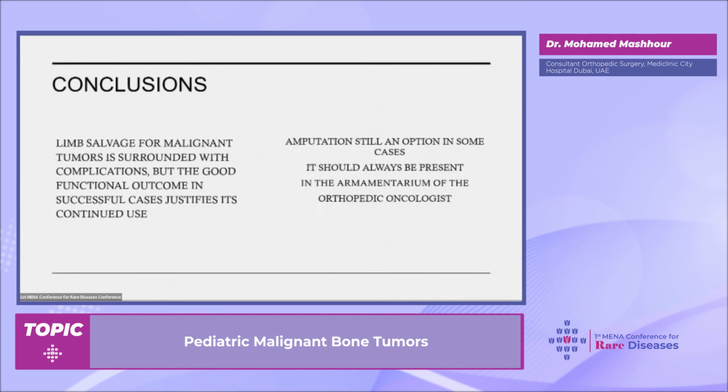On the other hand, amputation still can be used as an option in some cases. It should always be present in the armamentarium of orthopedic oncologists.